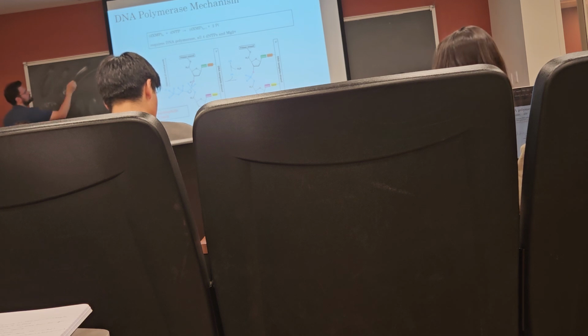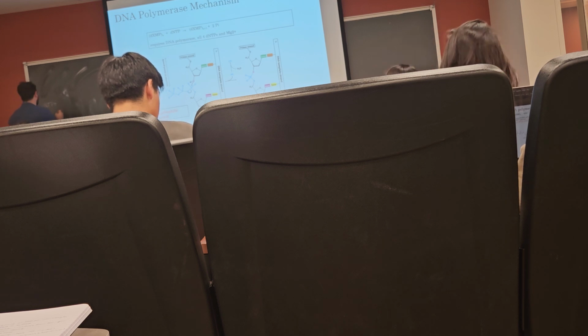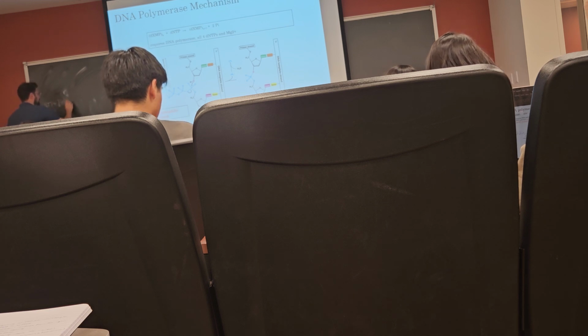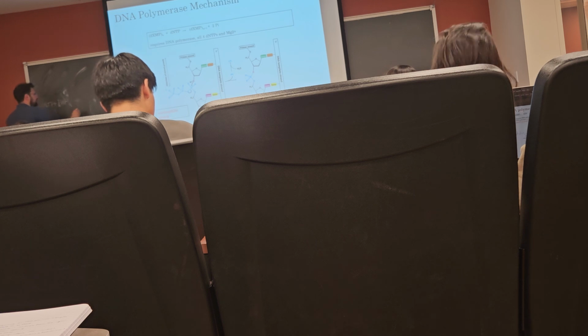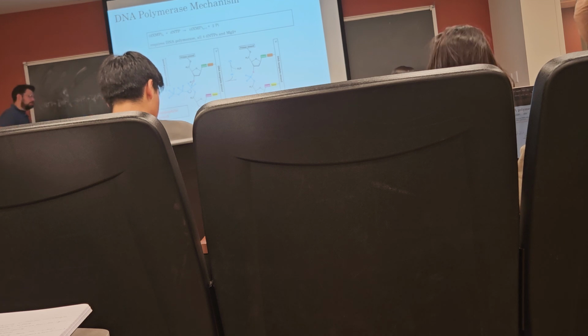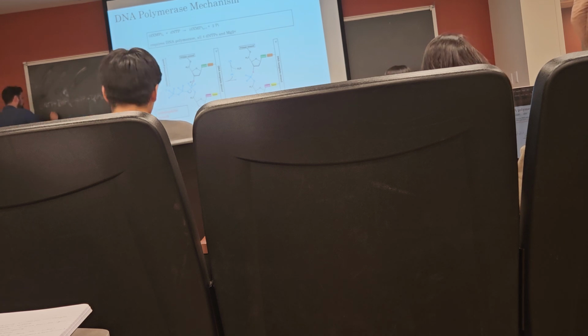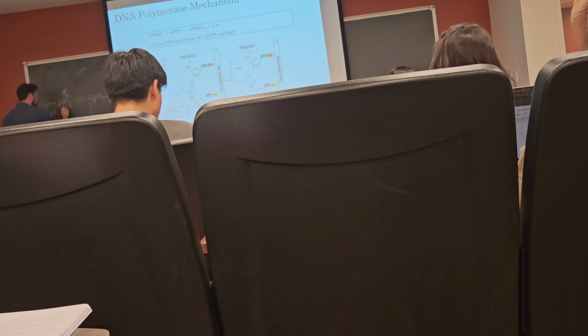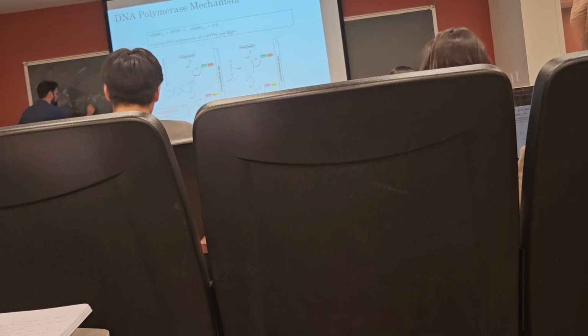Say here we have a dNTP plus DNA of N length. What we get out of it is a pyrophosphate plus DNA of N plus 1 length, right? Then this pyrophosphate is immediately hydrolyzed into 2 orthophosphates. So we can add these together.